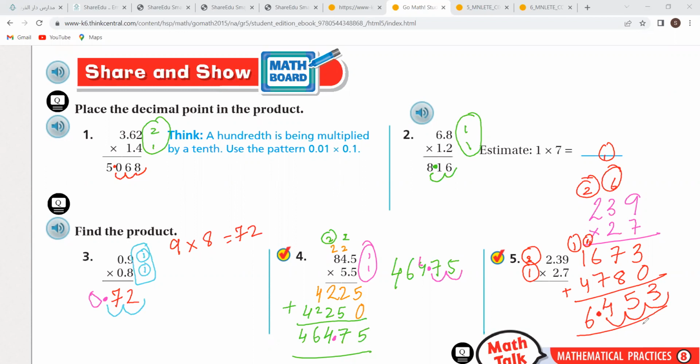Miss, how can we do all this? Maria, first thing, you have to be good at multiplication. When you're good at multiplication, you will easily put the decimal. Putting the decimal is very simple. You just have to know how many numbers are there. I'm not a multiplication expert. You will be good when you practice it.